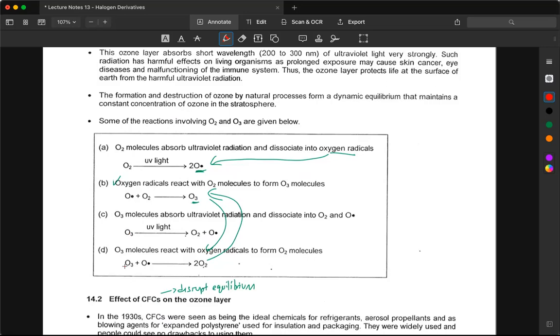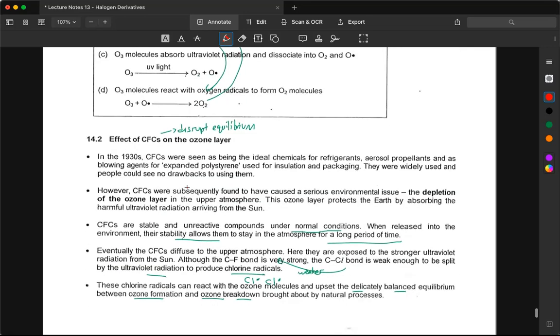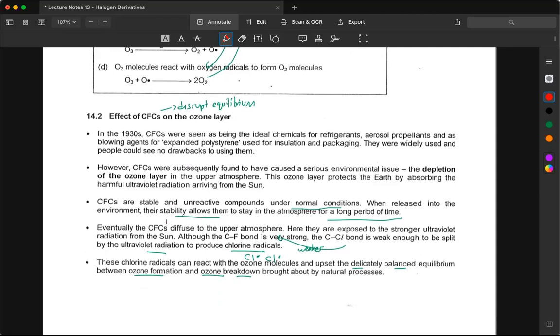And this ozone reacts with the radical to form oxygen, and the process repeats itself. So they are actually in a dynamic equilibrium. It's a continuous process of reactants forming products, forming back the reactants. Now, what is CFC doing to disrupt this equilibrium? So I will just jump to this part on what CFC is.